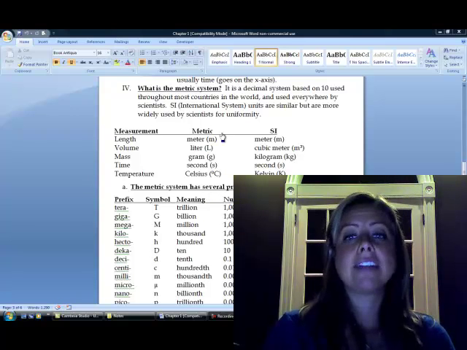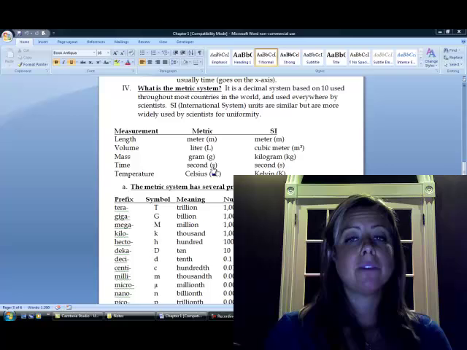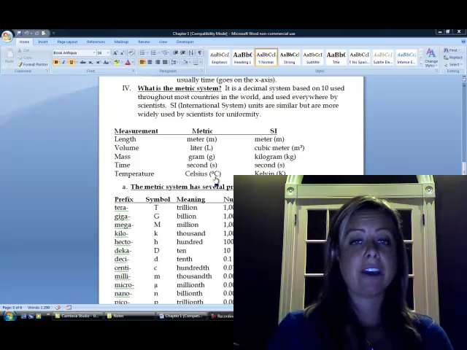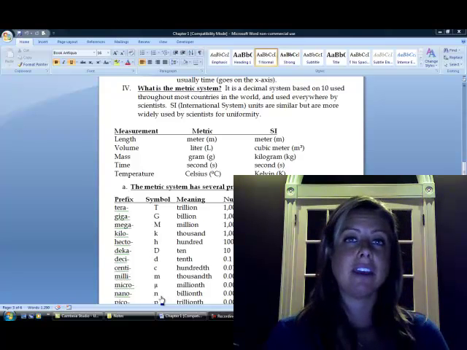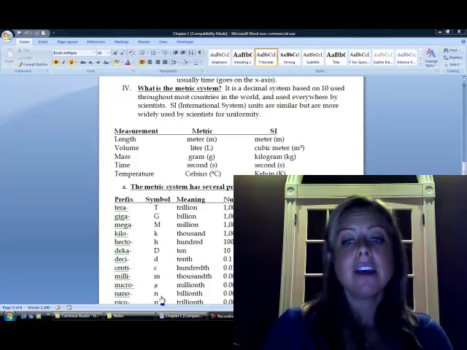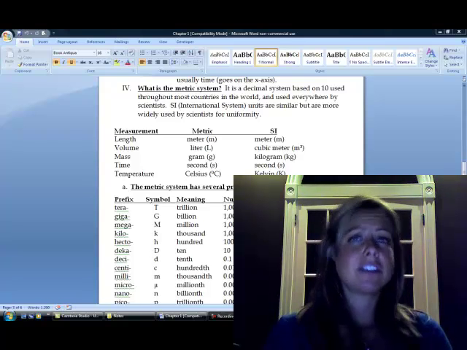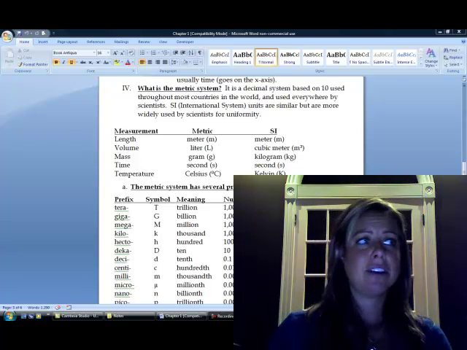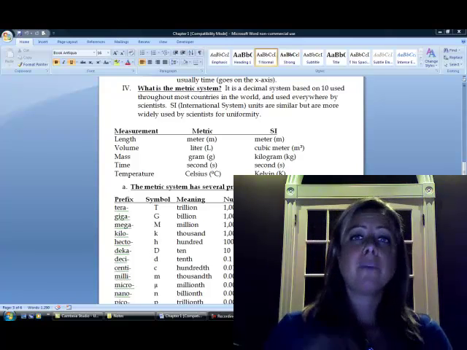So I've listed here all of the different basic units. And so you've got meters, liters, grams, seconds, and degrees Celsius. And these can all be the basic unit, and then in front of them we put a prefix. And you can see I've listed all the prefixes here and what they basically are equal to numerically. Now, sometimes we're going to need to do conversions. So let's say we have something that's so many milligrams, and we want to know how many grams that would be. Then we have to do conversions.